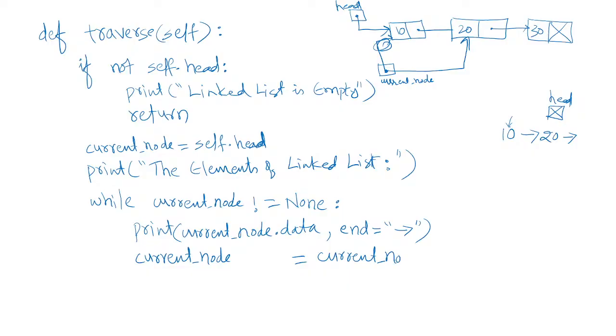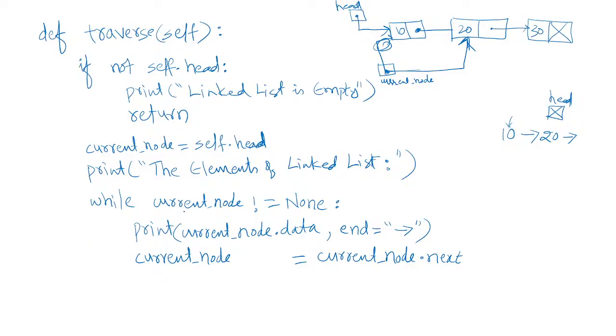Current node dot next means go to next. That is what we are informing. Current dot next means this address. This address present here means this is pointing to the next node. It is pointing to the next node. So again the loop repeats, and it goes up.